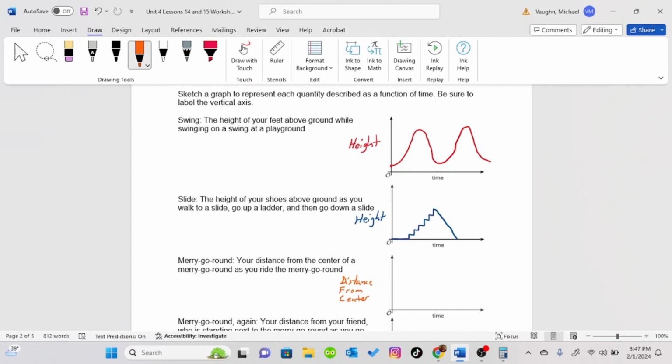Your distance from the center as you ride a merry-go-round, well, you don't really move when you're on a merry-go-round. You get on it, you sit or you stand, and while it spins around and around, you are not getting any farther or closer from or to the center. So we would just pick a distance, and that distance would stay the same the entire time.